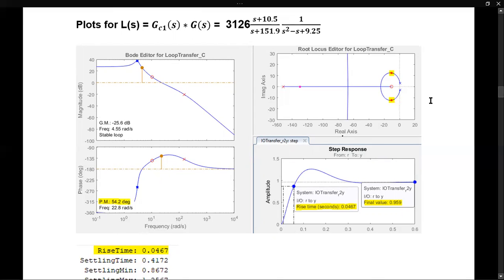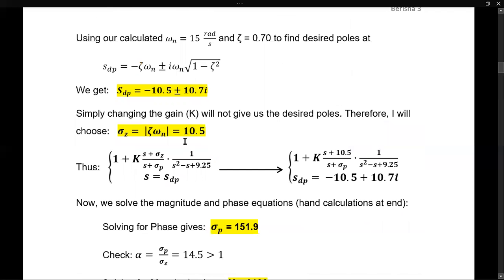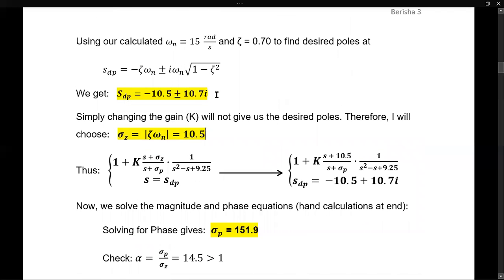If we look at the root locus, and if we pay attention to these highlighted points here, you can see that they're roughly at -10 plus or minus 10j, which if we go back here was our desired locations, so that's good.